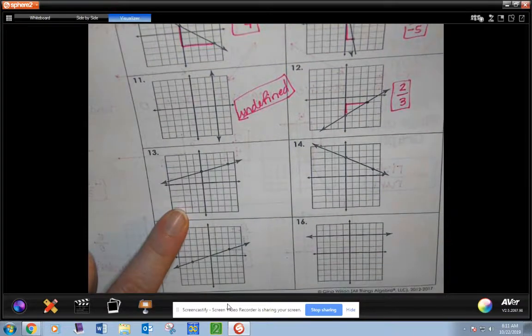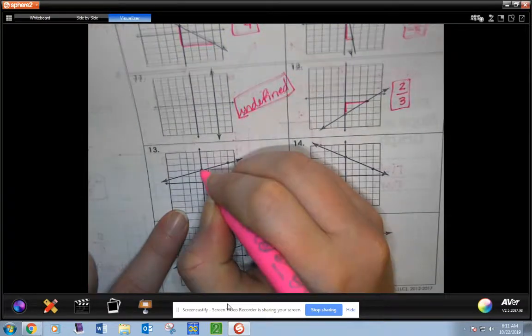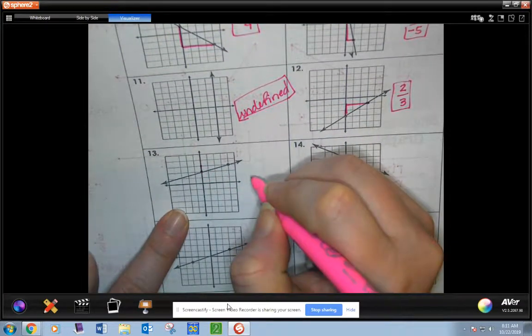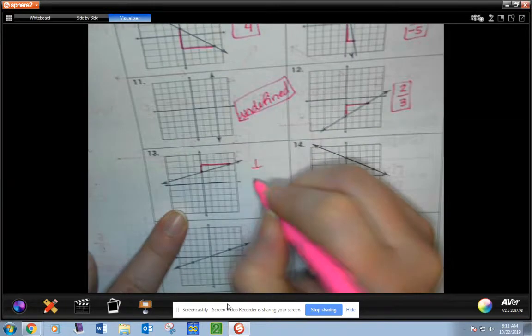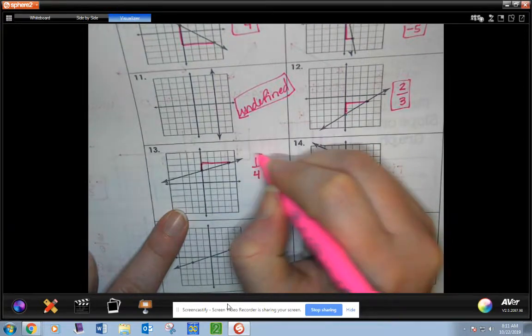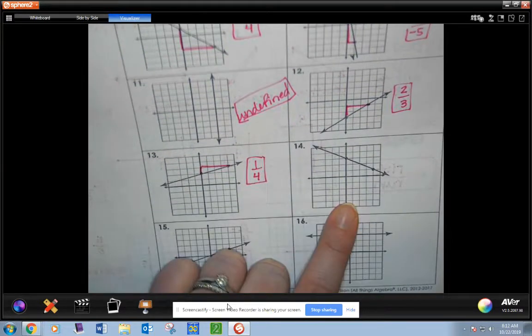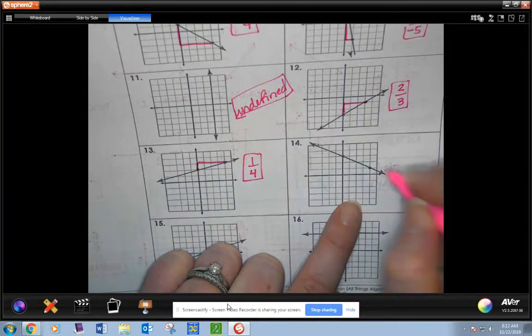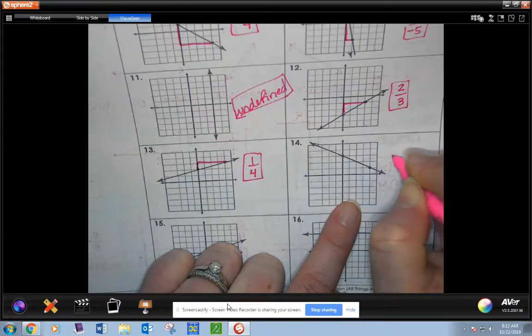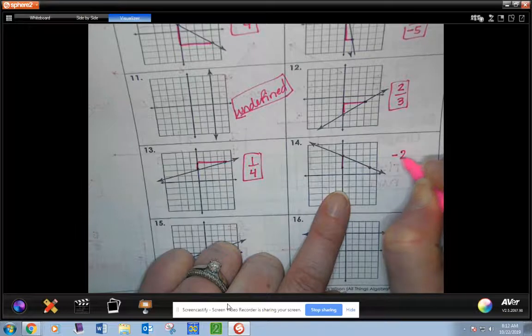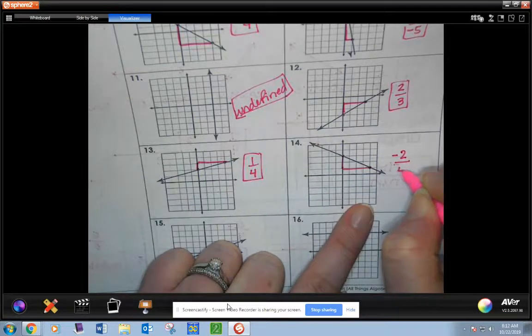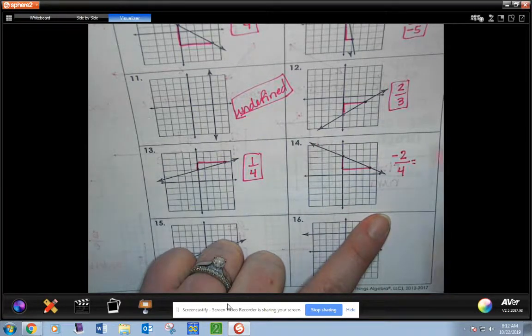Okay, 13, is it positive or is it negative? Positive. Okay. How many did I rise? 1. And how many did I run? 4. Can 1/4 simplify? No. Okay, 14, positive or negative? Negative. How many did I drop? 2. How many did I run? 4. Negative 2/4 becomes negative 1/2.